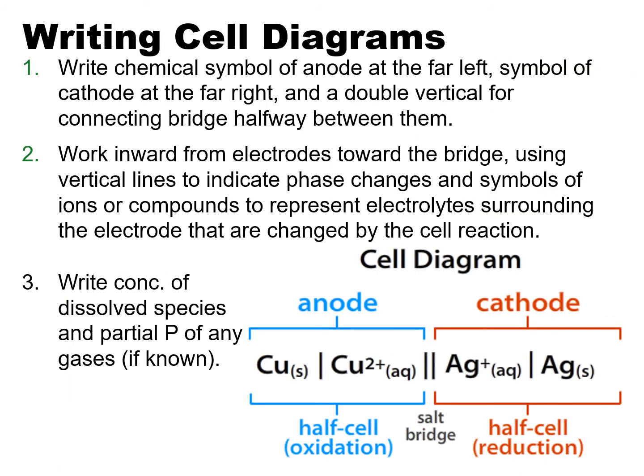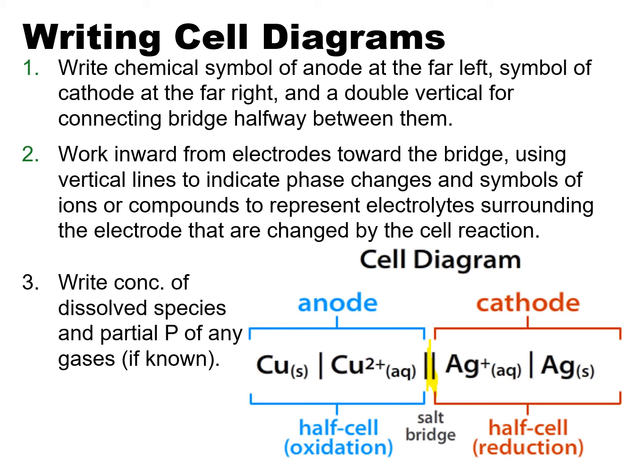A cell diagram is a sort of concise and quick way to write all the information that you need about voltaic cells. So a cell diagram is composed of two halves. You have the anode, and then you have on the right the cathode. So you can see the cell diagrams here. So the cell diagram consists of these strings of characters. So the anode is separated from the cathode by this double vertical line that represents the salt bridge.